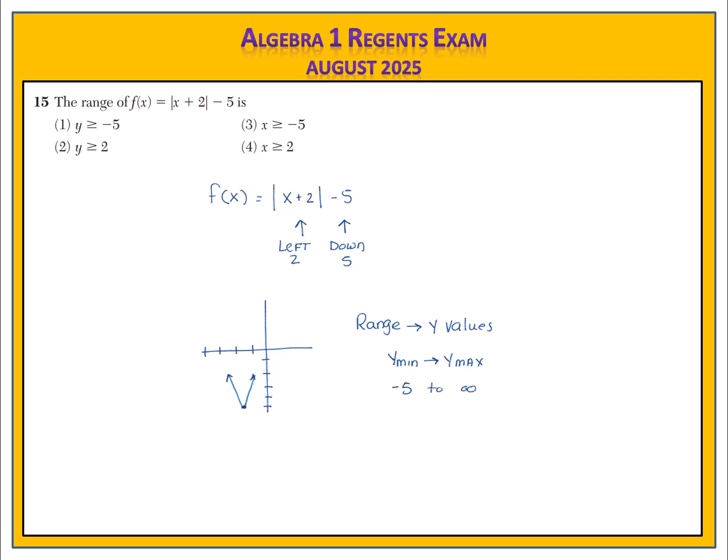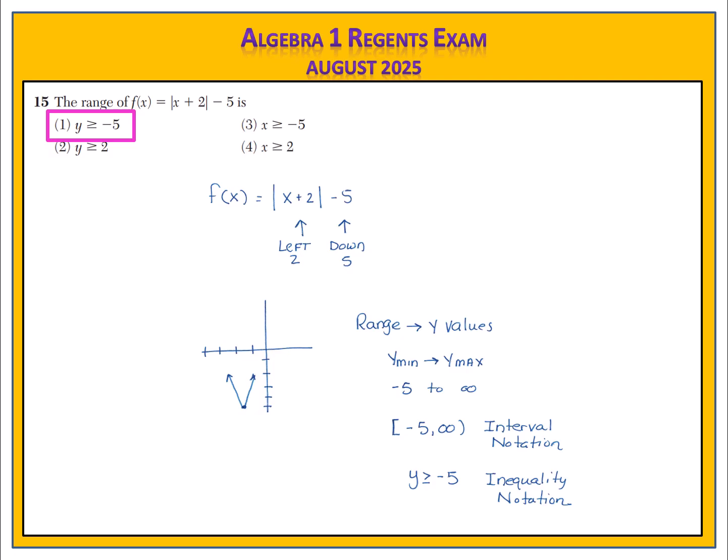The lowest y value is -5. The graph goes upward forever to infinity. The range is -5 to infinity. This is how we write it using interval notation. However, none of the four choices are written in interval notation. They're written as inequalities. So, as an inequality, we would have to write y is greater than or equal to -5, which is choice 1. Do be careful. Range is y values, not x values. If you accidentally write x, you might choose choice 3 in error.